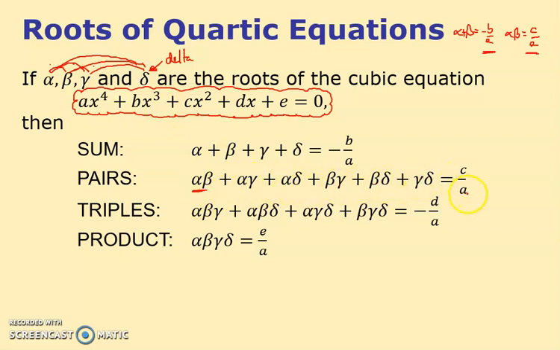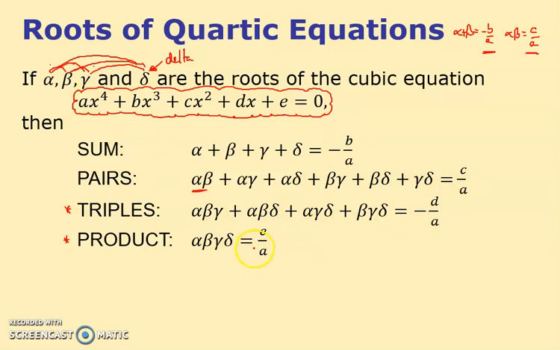Notice though it's still C over A. And you've also now got this new one, which is the triples. The triples is when you can multiply 3 things together, alpha beta gamma, or alpha beta delta, or alpha gamma delta, or if there's no alpha at all, it could be beta gamma delta. Notice though it's the obvious next one. It goes minus, then plus, then minus D over A, and then the last one, the product, alpha beta gamma delta, is E over A, the last number divided by A. And notice this is a plus again, it goes minus, plus, minus, plus.